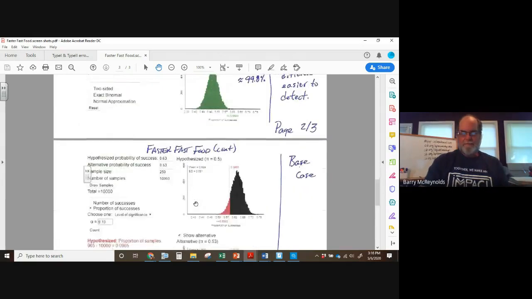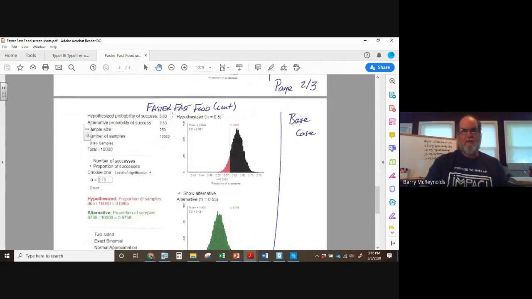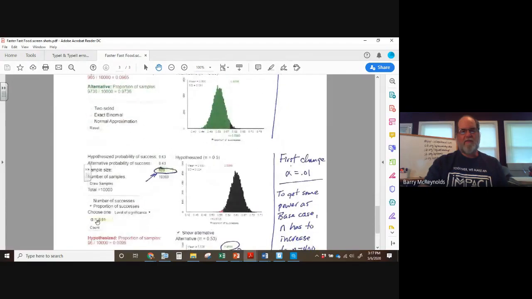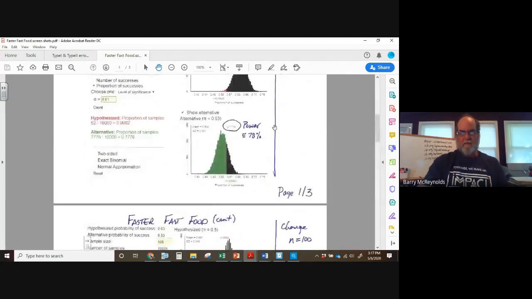And so let's go back to the base case here, where the null hypothesis was 0.63, our alternate 0.53, 250 sample size, 10% significance level. That's our base case. And the first thing we did was change the alpha, the significance level, from 10% to 1%. And we noticed that the power went down. So what can we do? What do we have to do if we say, hey, I don't want to accept this power of 78% on my test.